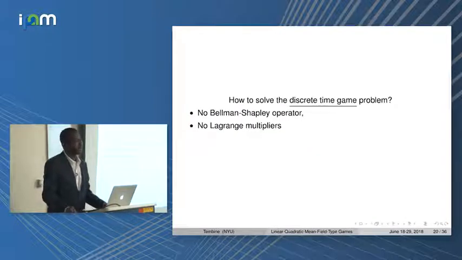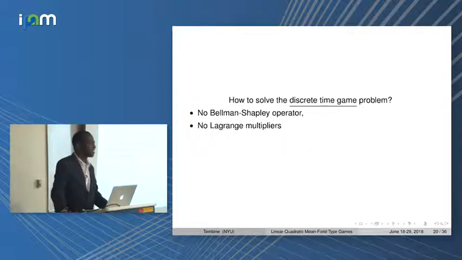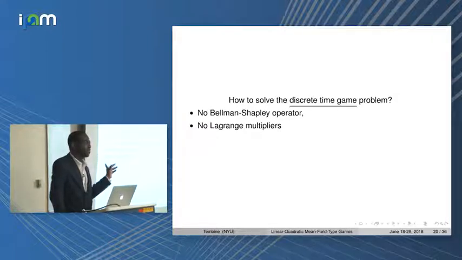So I will briefly comment on the discrete time and then leave that for the recitation. So the main idea is this. We want to solve the same problem but in discrete time.